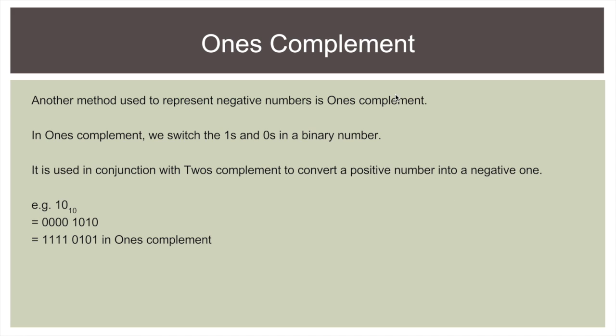So another method we use is ones complement, and in ones complement we switch the 1s and 0s in a binary number. And it's used in conjunction with 2's complement to convert a positive number into a negative one. So all we do with ones complement is we look at the number and we switch a 0 with a 1 and a 1 with a 0. So 10 in ones complement becomes, we switch this 0 to a 1, this 1 to a 0, 0 to 1, 1 to 0, and so on. And so that's the number we get for ones complement.